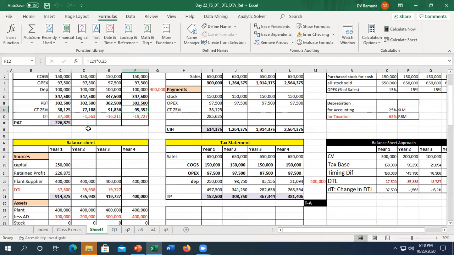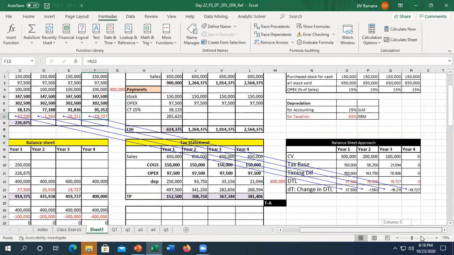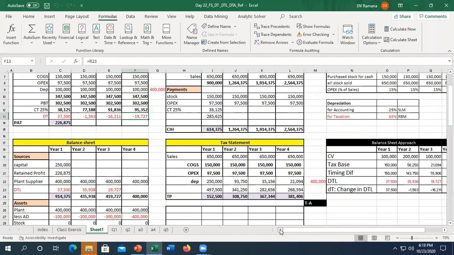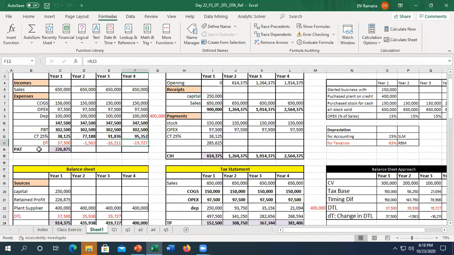And the deferred tax arises because of the difference between the carrying cost of the asset and the tax base of the asset. The difference between the carrying cost and the tax base leads to the timing difference, and the timing difference leads to DTL in this example. So we'll see the profit before tax minus CT minus DT is equal to PAT.